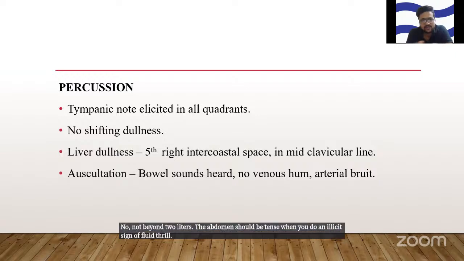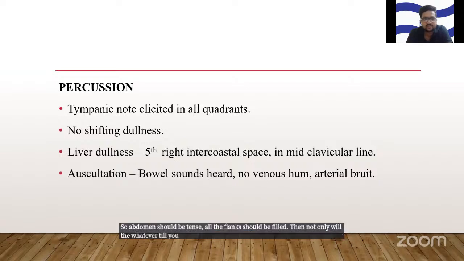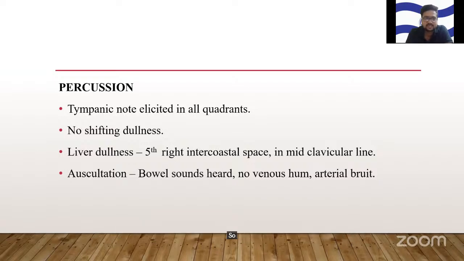So the abdomen should be tense. All the abdomen flanks should be filled. Then only will the fluid thrill be transmitted, right? So there should be tense ascites. Okay, for shifting dullness, as you said, 1 or 2 liters is sufficient. But whereas for fluid thrill, the ascites should be tense. Okay.